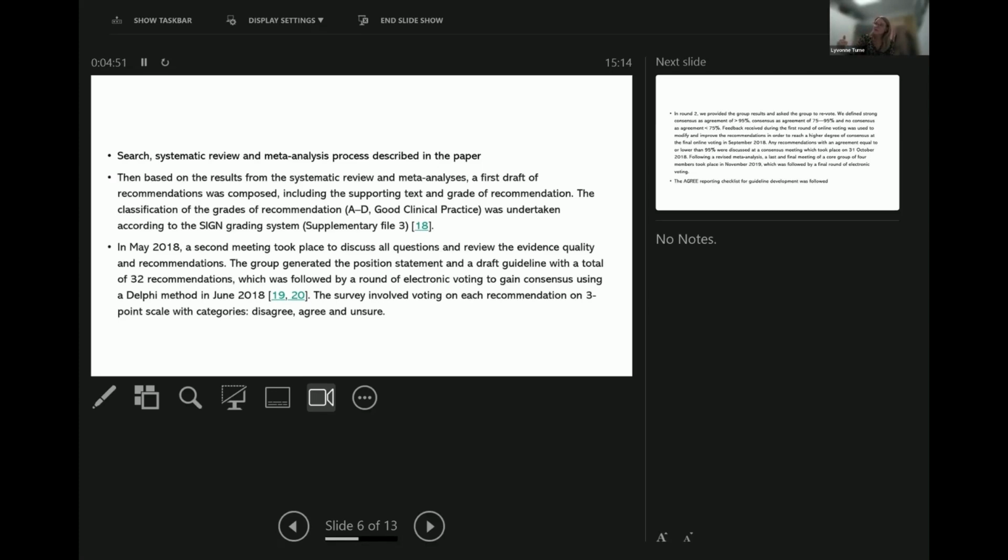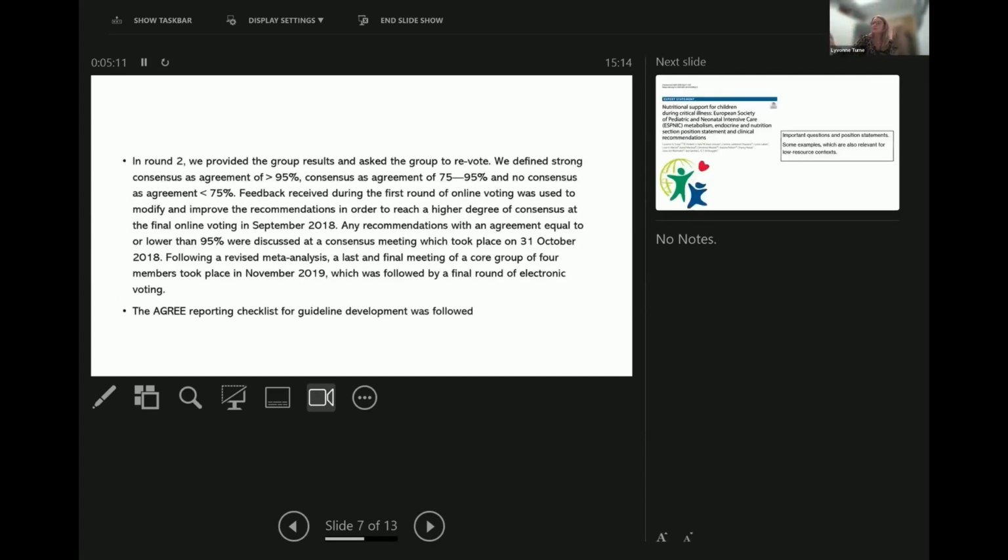After that, a lot of the evidence, as you can imagine if you read the paper, was fairly low-level. There weren't many randomized controlled trials. So then we made a best practice statement, if you like, and we voted on that. So we got consensus, and that was another key component, which you can see how we defined as consensus. And we used the AGREE reporting checklist for that. So this is all process.